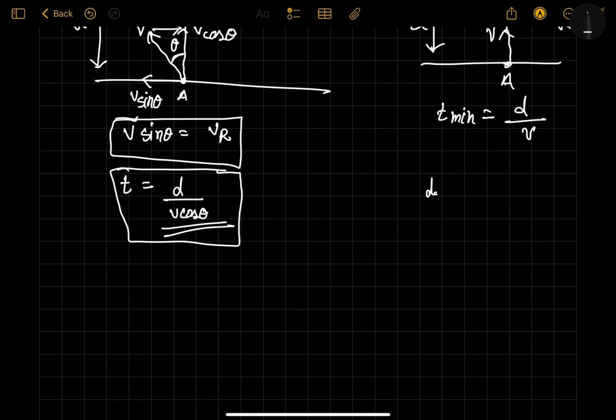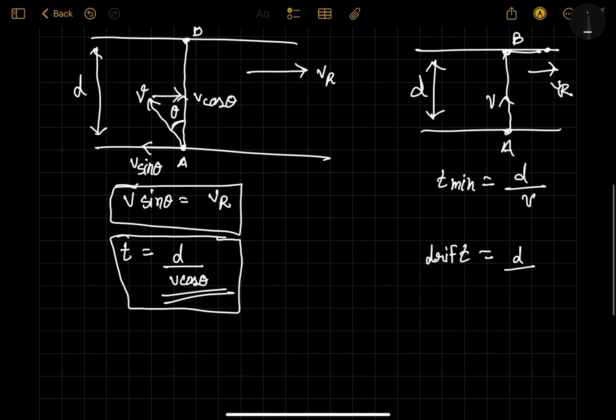The drift of the man will be the distance traveled along the river flow. So the distance traveled along the river flow will be his drift.